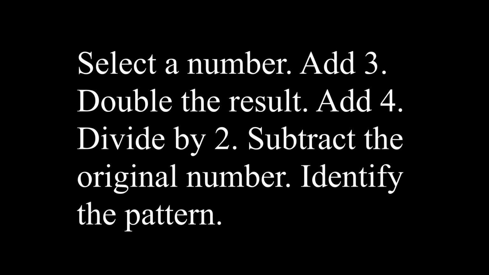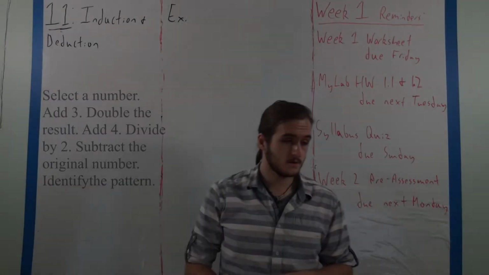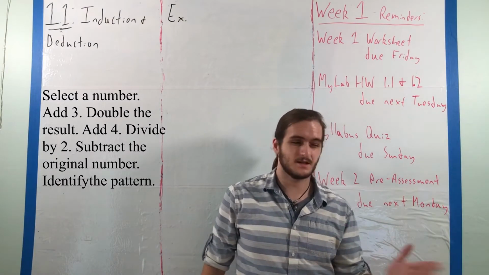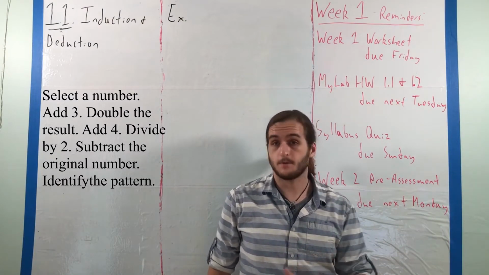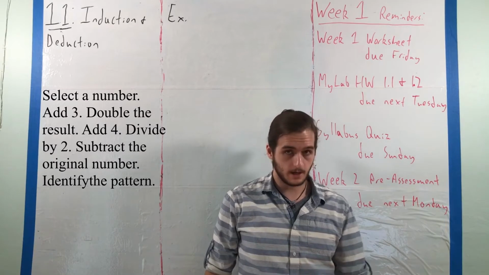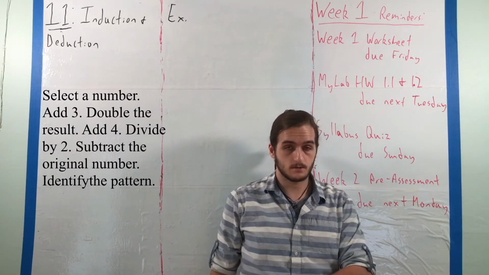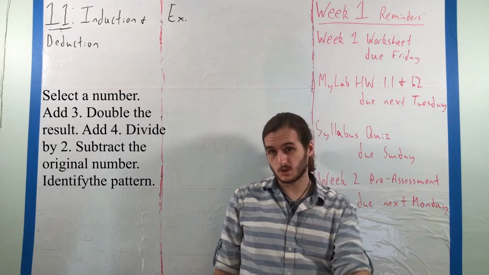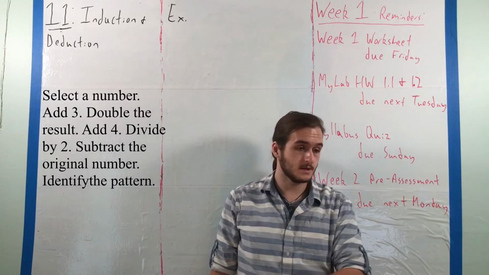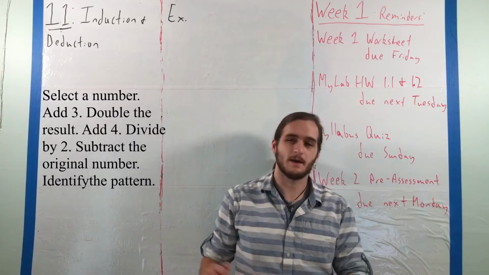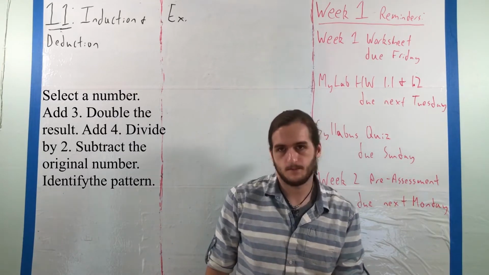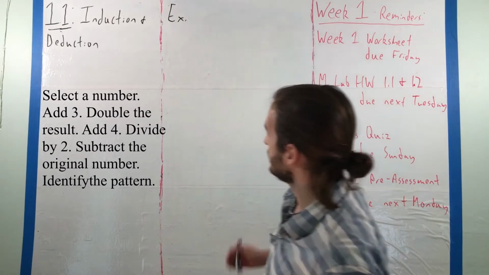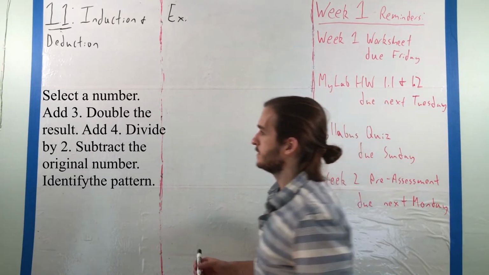Let's look at another example to show how this works, and specifically how it works in concert with inductive reasoning. So let's start with a number. Let's select any number we want. Then add 3 to that number. Double whatever you get from that. Add 4. Divide what you got from there by 2. And then subtract the number that you started with. What we want to do is figure out where this pattern goes, what it does generally. So we want to figure this idea out.